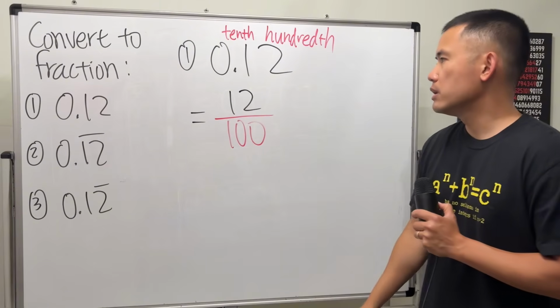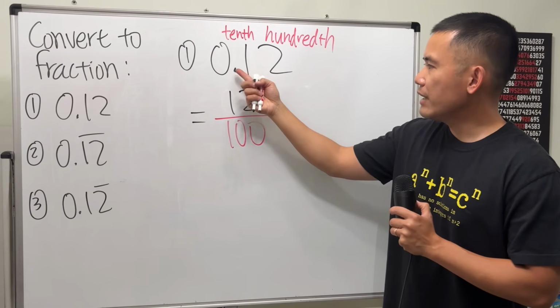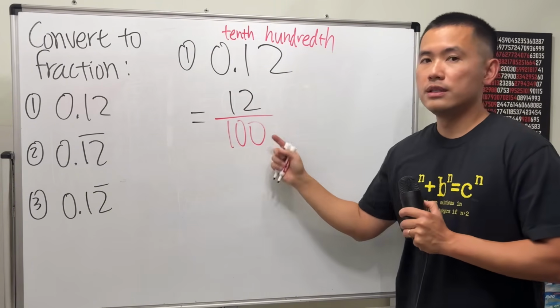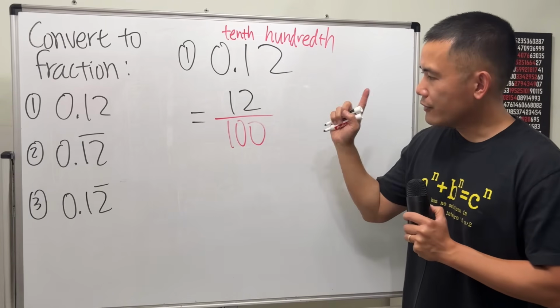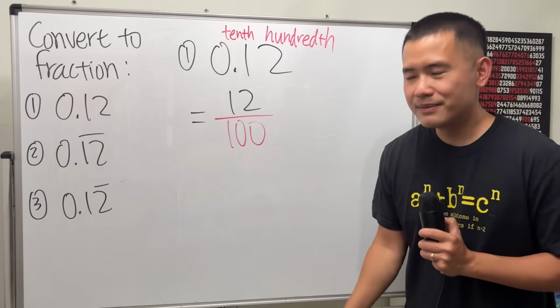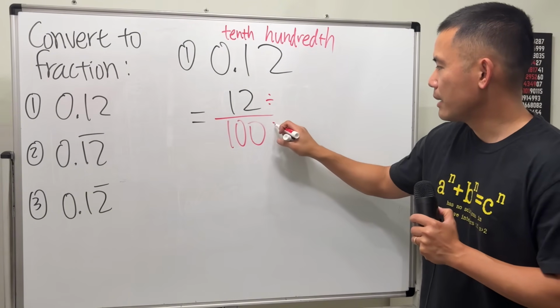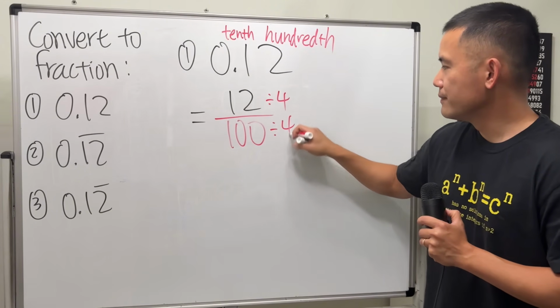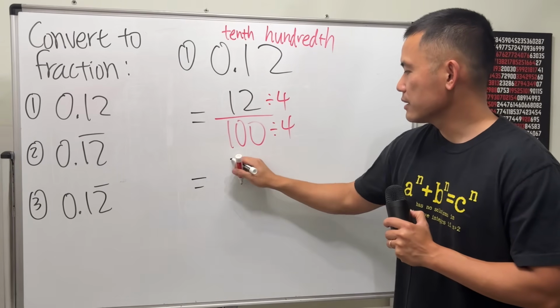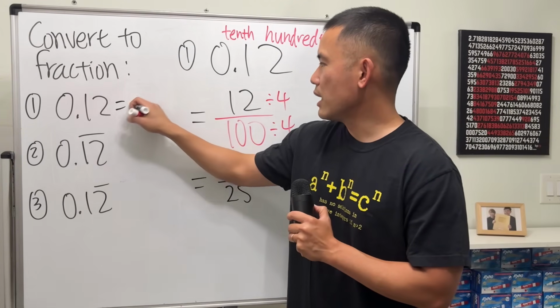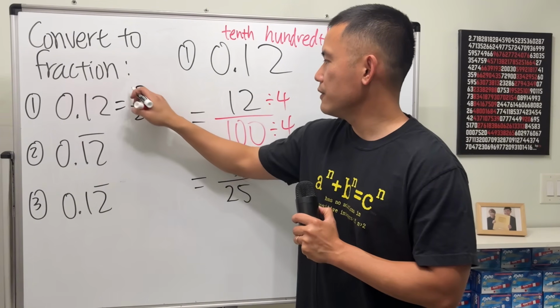Here's the quick way to do it. When you have two numbers after the decimal point, just always divide this by 1 with 2 zeros. And when you have a fraction, you always ask, can we reduce it? Yes, we can divide the top and bottom by 4. We get 3 on the top, 25 on the bottom. So the answer for the first one is 3 over 25.